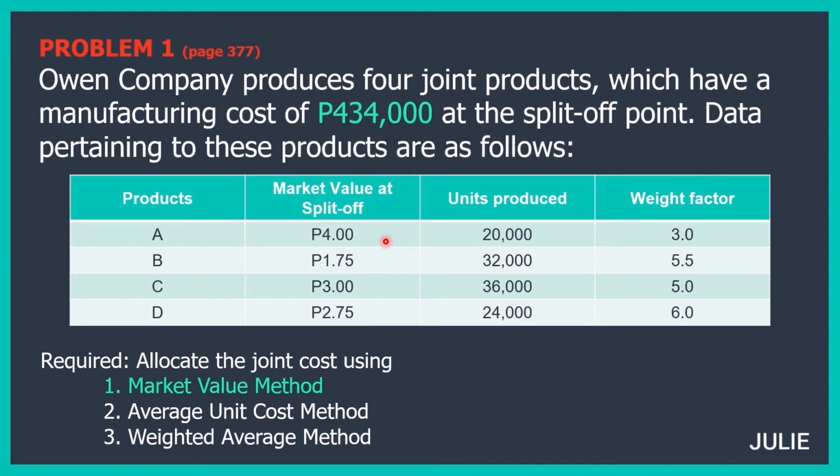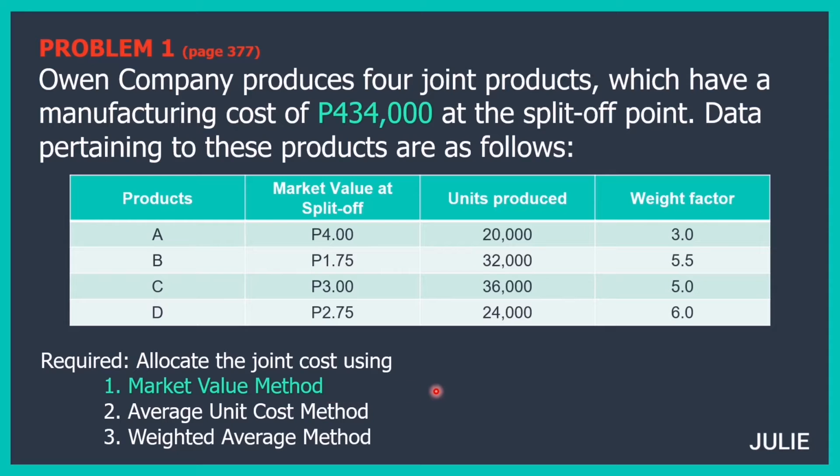For product A, we have 4 pesos as market value, 20,000 units produced, and 3.0 weight factor. For product B, we have 1.75 as market value, 32,000 units produced, and 5.5 weight factor. For product C, we have 3 pesos market value, 36,000 units produced, and 5.0 weight factor. For product D, we have 2.75 as market value, 24,000 units produced, and 6.0 weight factor.